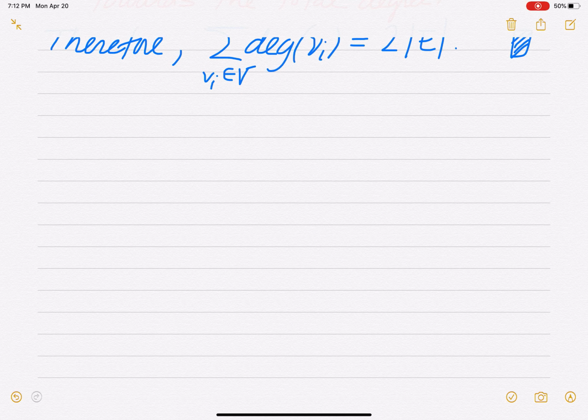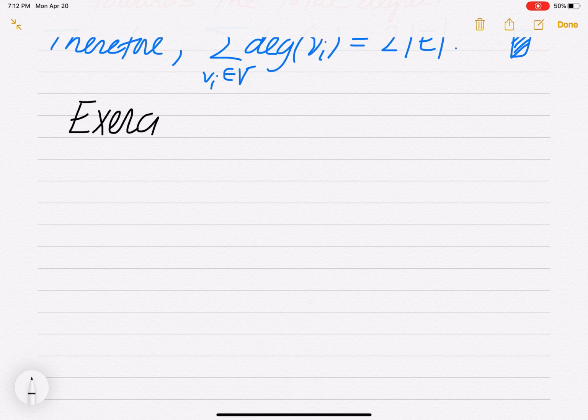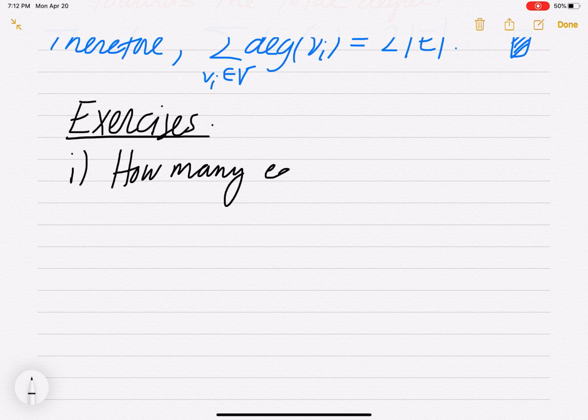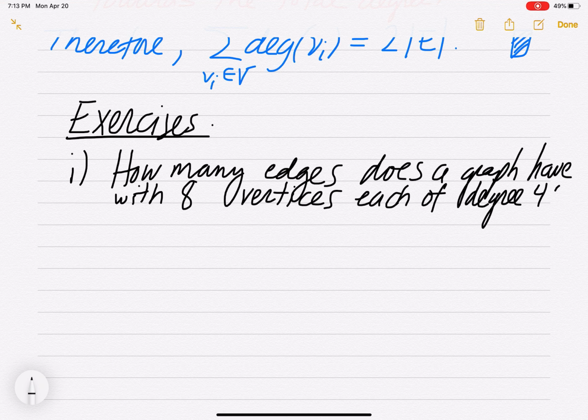All right, so let's see, an exercise. I'll do a few of these exercises. Exercise 1: How many edges does a graph have with 8 vertices, each of degree 4? So the idea is we don't know the number of edges in the graph, but we know that there are 8 vertices and every vertex has degree 4.